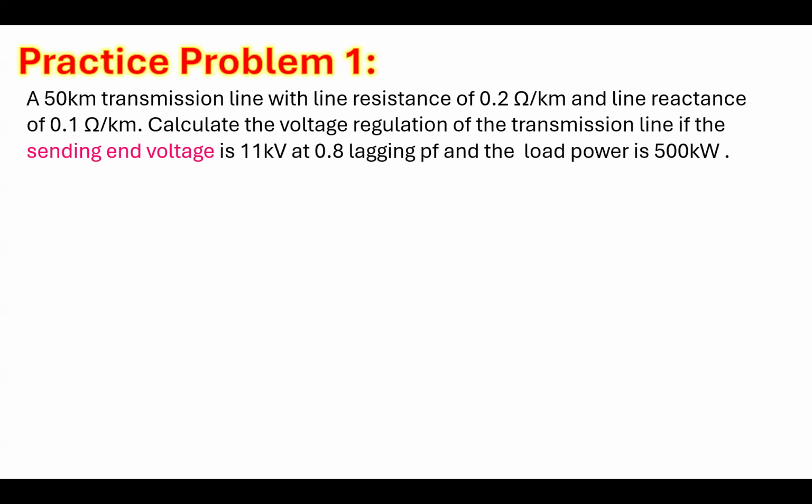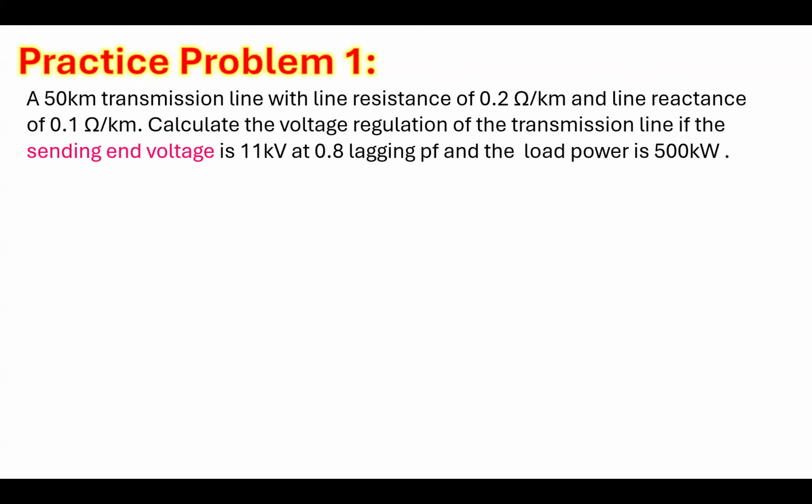So let's have practice problem number 1. So a 50-kilometer transmission line with line resistance of 0.2 ohm per kilometer and a line reactance of 0.1 ohms per kilometer. Calculate the voltage regulation of the transmission line if the sending end voltage is 11 kilovolts at 0.8 lagging power factor and the load power is 500 kilowatts.